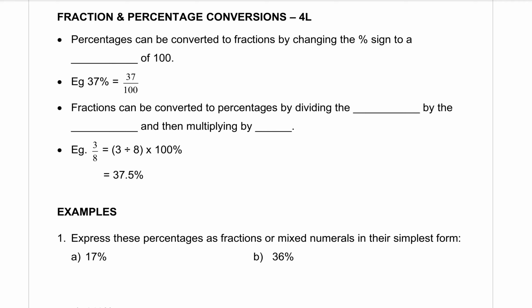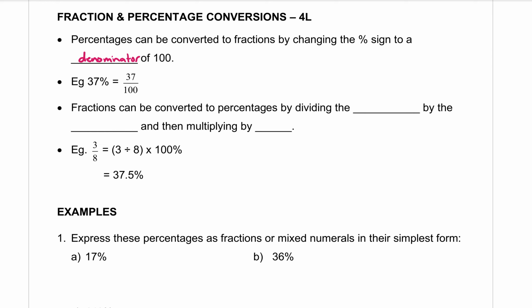Last lesson, we were converting between decimals and percentages. This lesson, we are going to convert between fractions and percentages. So it's very similar. Percentages can be converted to fractions by changing the percent sign to a denominator of 100. So for example, 37%, we just put the 37 on the top and we put over 100 because percentages are out of 100 or divided by 100.